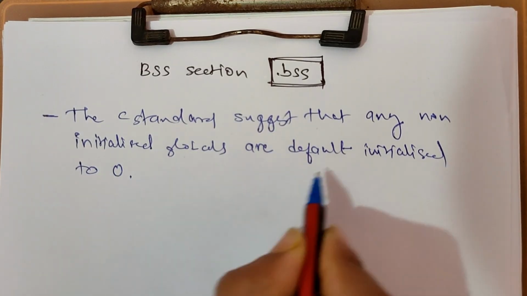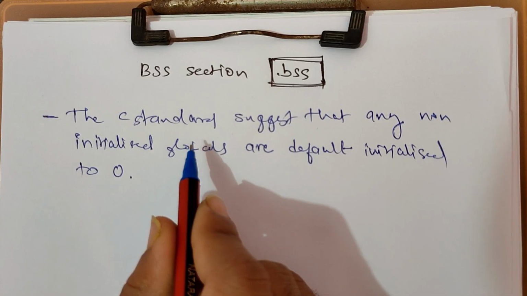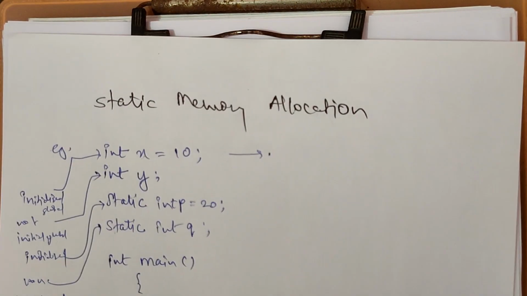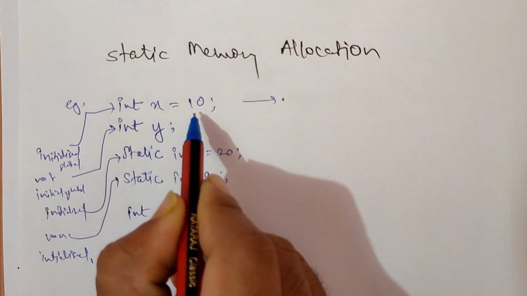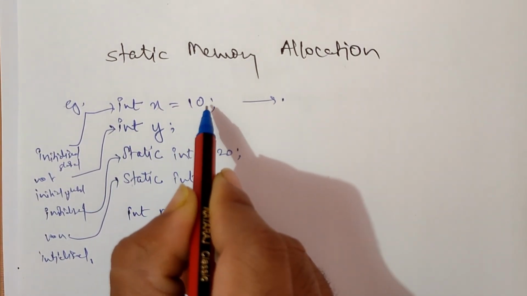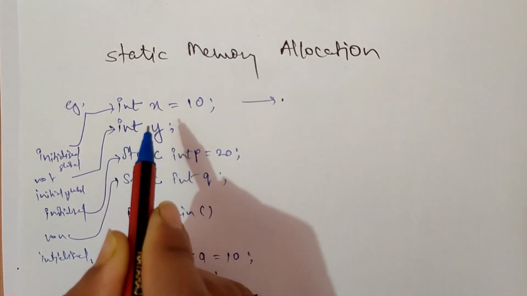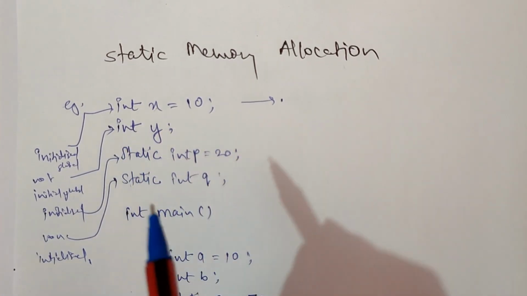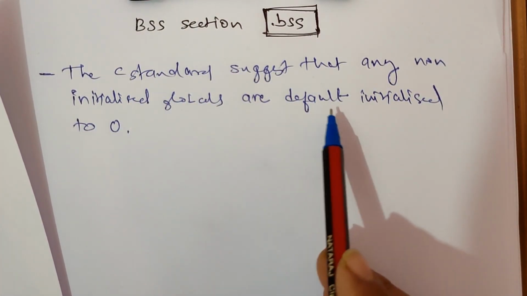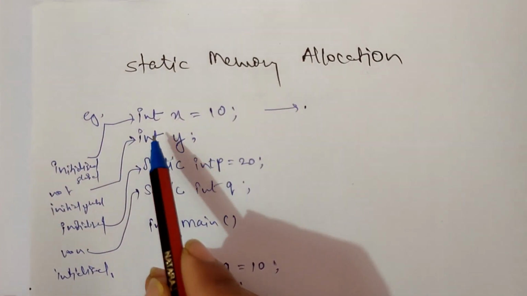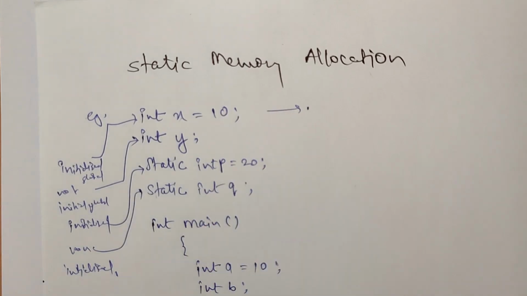I am declaring here one statement. Just see the program here, the previous one only. Int x is equal to 10. This is initialized, I'm not talking about this. So int y is a non-initialized global. What the C standard suggests is that any non-initialized global is default initialized to 0. It means that int y will be initialized to 0 by default.